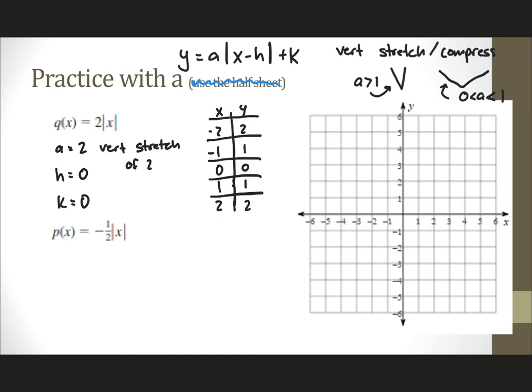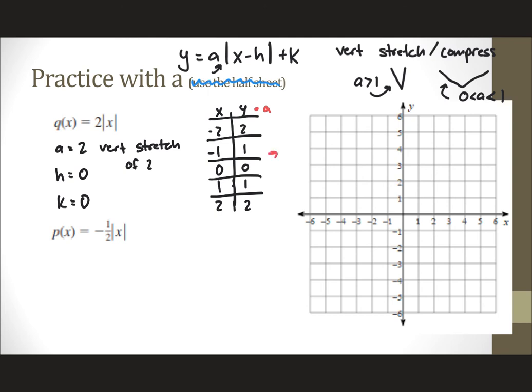Now, when you are applying the vertical stretch, notice how A is being multiplied to my equation. So it's A times the absolute value of X minus H. Times, multiplied. We are going to do the same thing. We are going to multiply A to our table. But pay attention here. We are only multiplying it to the Y values. Okay? So I'm going to multiply A to my Y values only.